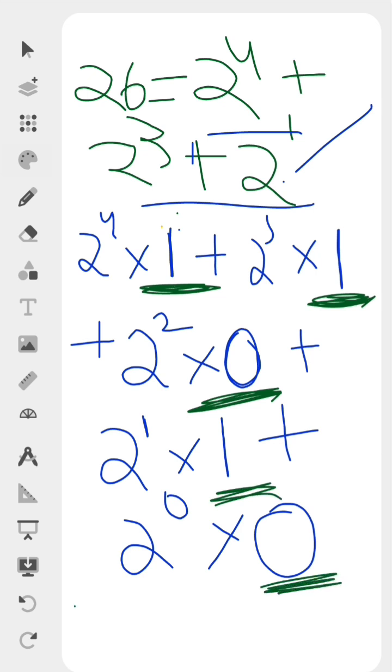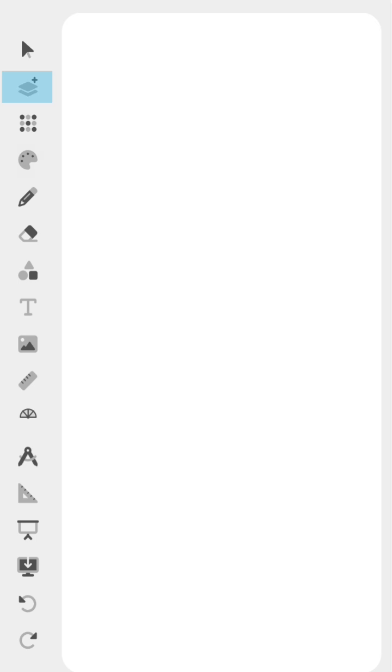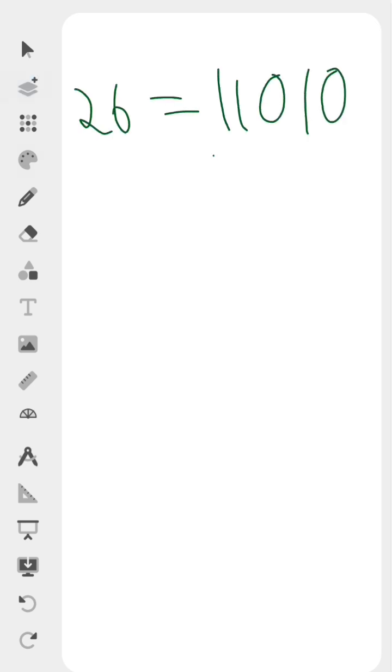This will be the binary of 26. So 26 can be written as 11010. It is always from the biggest power to the lowest power that we write. So it is 11010, and I can also check that 11010 is 26.